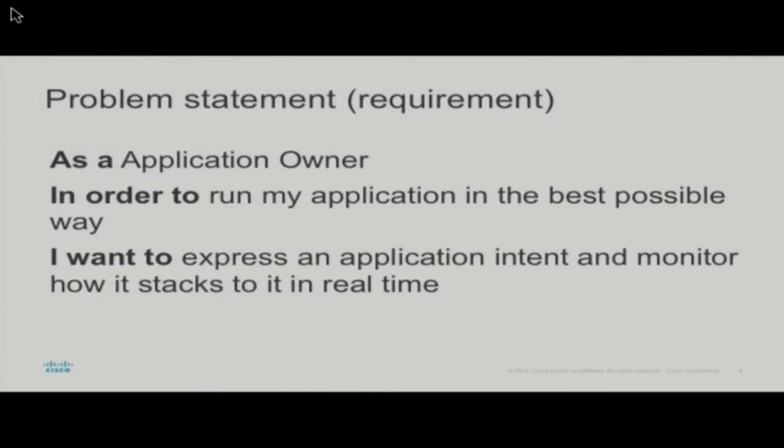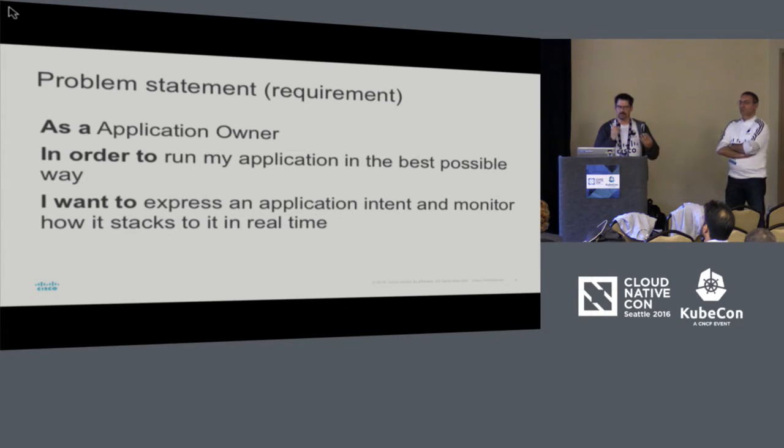So what's the problem statement? I like to look at problem statements in terms of a user story. As an application owner, I want to create my application to be the best that it can be, the most secure, with the best performance it can have. I want to express my application intent in a set of business-level objectives or business statements, and then monitor my expectations of the application against how it's actually performing in the environment, and make real-time decisions and actions against that.